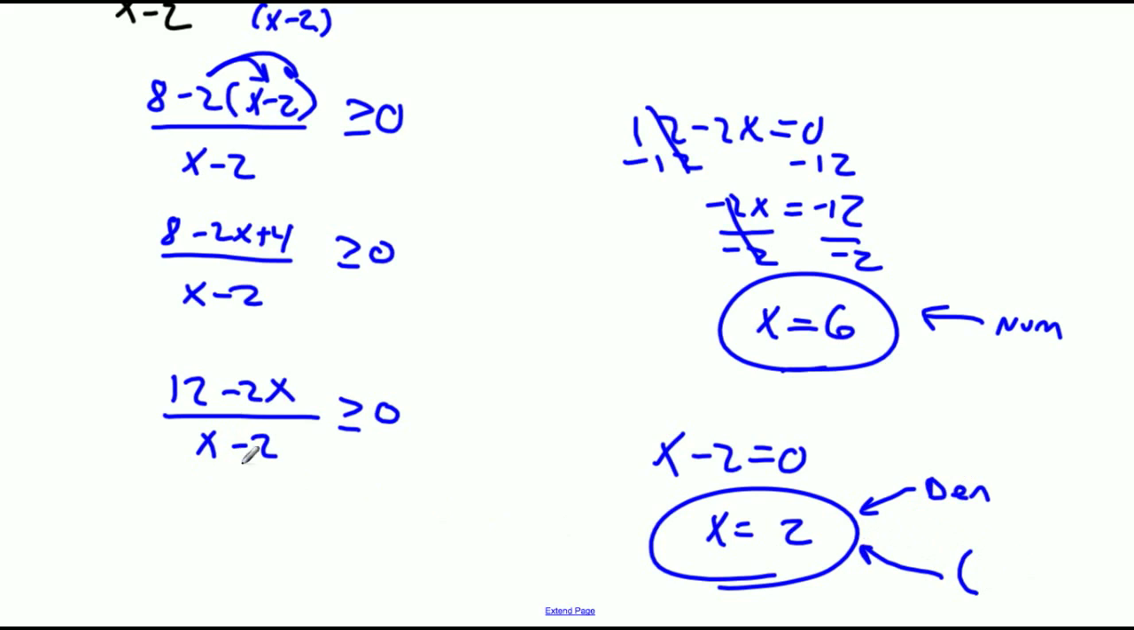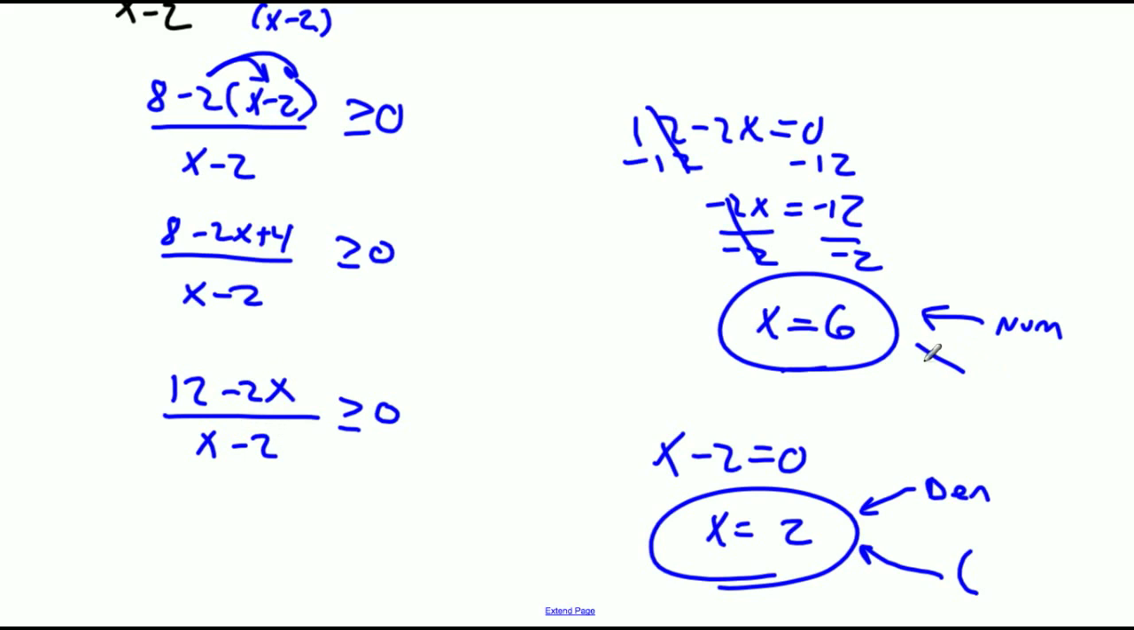You can't include 2, because if you include 2, then you're going to put a 0 in the denominator. But here, you can plug in 6. 6 came from the numerator. I mean, you can plug in 12 minus 2 times 6 is 0, right? Like on top. But you can divide 6 divided by 4, because 6 minus 2 is 4. You can do 0 divided by 4. That's fine. You just can't have 0 in the denominator.